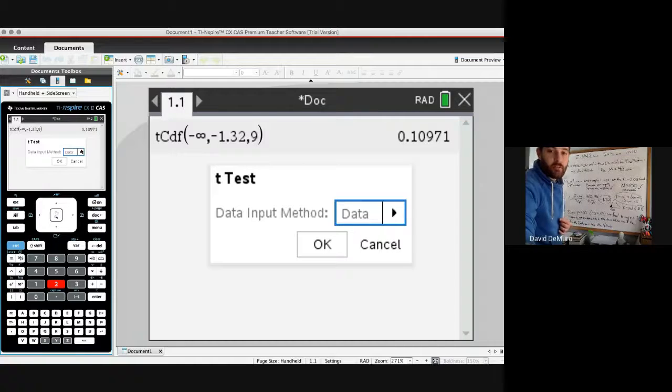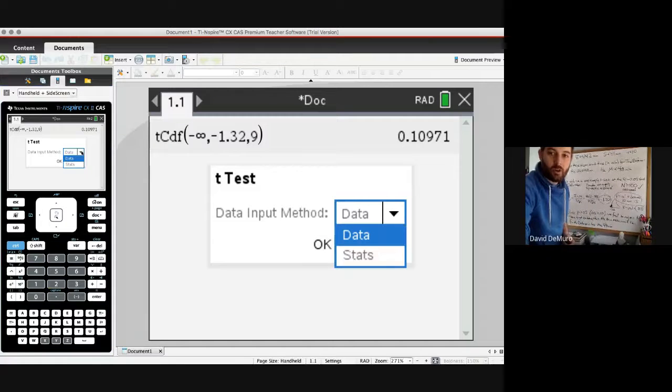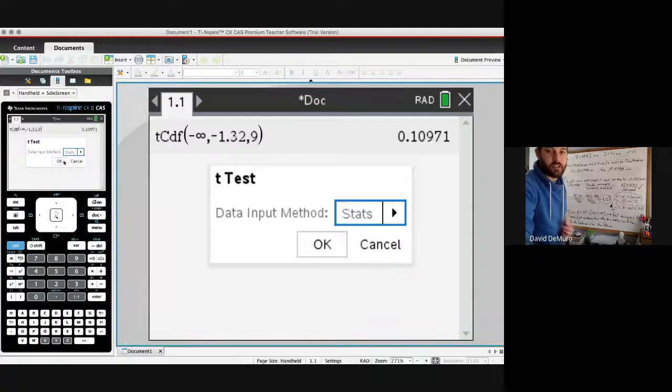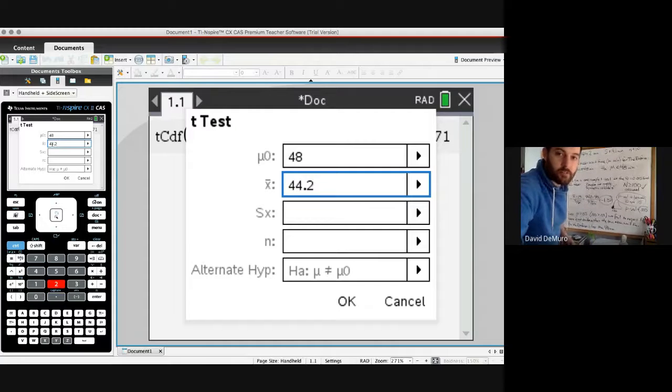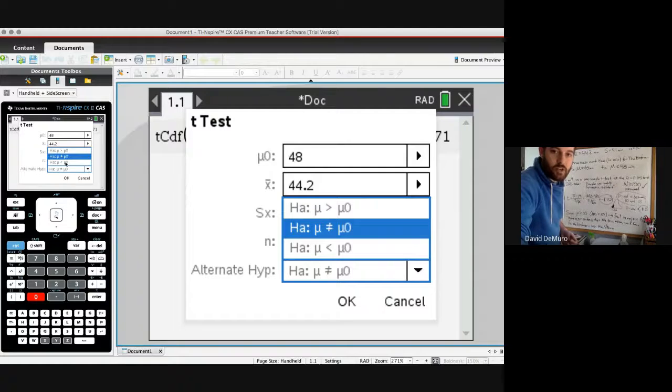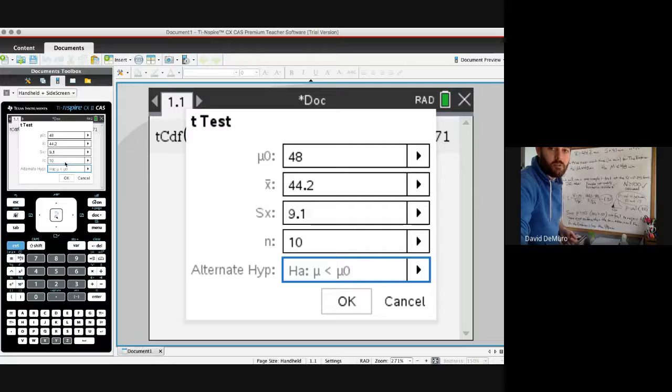Now, we would pick data if we had a list of all the individual wait times for those 10 people, but we don't. We have the summary statistics for those 10 people. So we're going to pick stats there. mu0, type in the mean from the null hypothesis, 48. X bar, that's the mean of the sample, 44.2 minutes. Standard deviation for the sample is 9.1 minutes. Our sample size was 10. And the alternate hypothesis is going to default to not equals. So make sure you change that to mu is less than mu0.